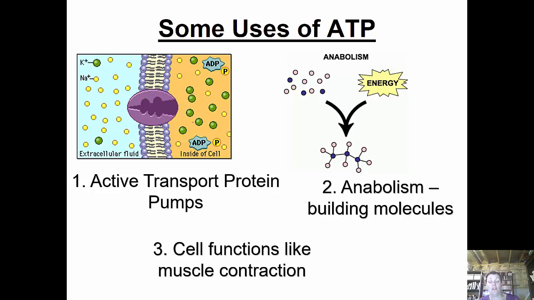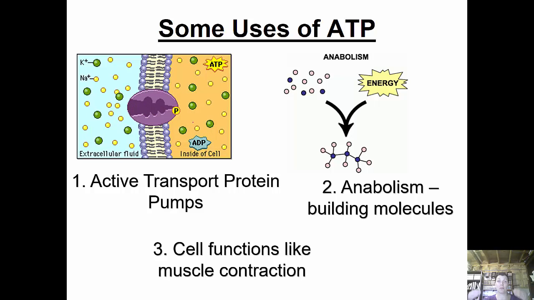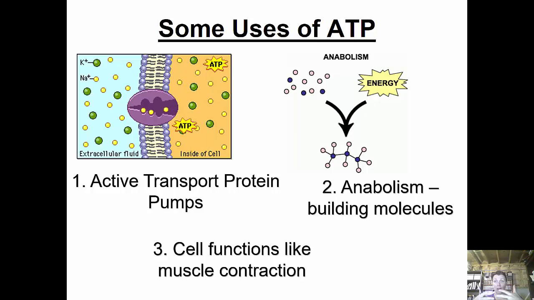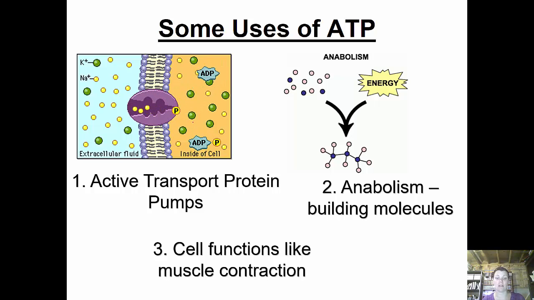Third one is just other random cell functions, but a big one, I will tell you, is muscle contraction. Muscles are nothing more than a bunch of proteins that slide over each other to contract. When they slide over each other to shorten and contract, they're stuck there. The only way they can relax is if ATP is there, and that allows a muscle to relax so that it can contract again. So we've got ATP all over the place because we need it for lots of things.